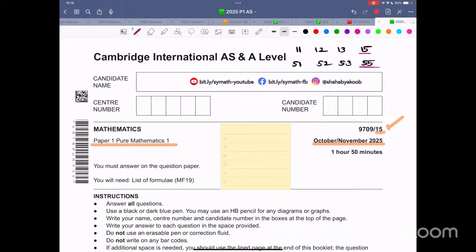So now the time is 10:16. The starting time is 10:16 p.m. And let's get started.